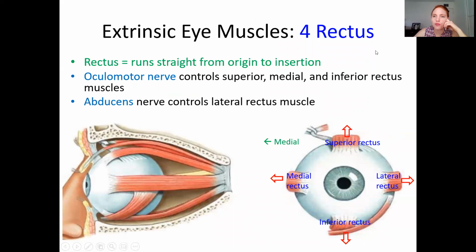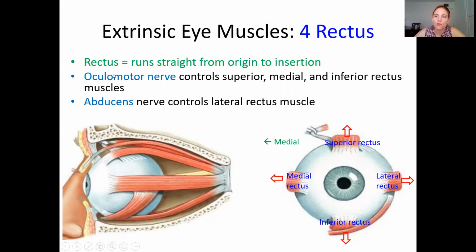Okay, so let's start with the 4 rectus muscles. Again, rectus means straight, and they're going to run straight lines all the way from the back to the front. And so those are just named by their locations. We have the superior rectus muscle, the inferior rectus muscle, the medial rectus muscle on the medial side, and the lateral rectus muscle on the lateral side.